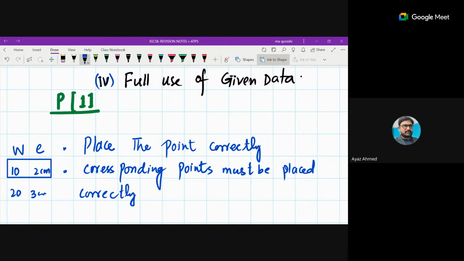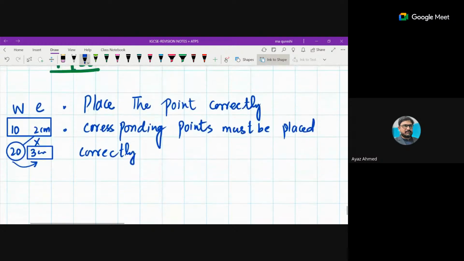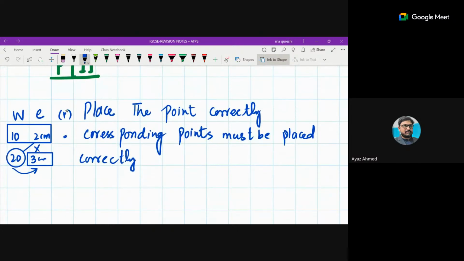You cannot select the value of 20 and place 2 in front of that. No, it is incorrect. Are you getting my point? For 10 it should be 2. For 20 it should be 3. So there is a correspondence of the values and you have to take care of that correspondence. This you have to remember: point number 1 to be considered is this one.